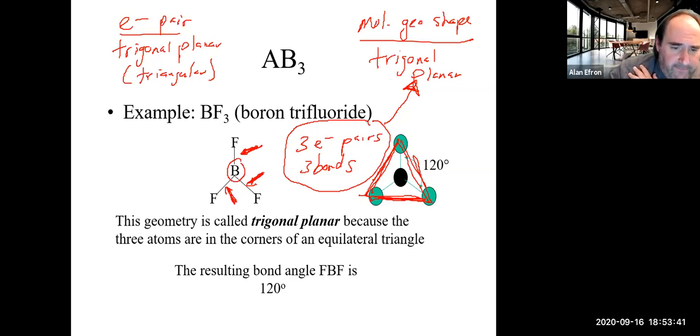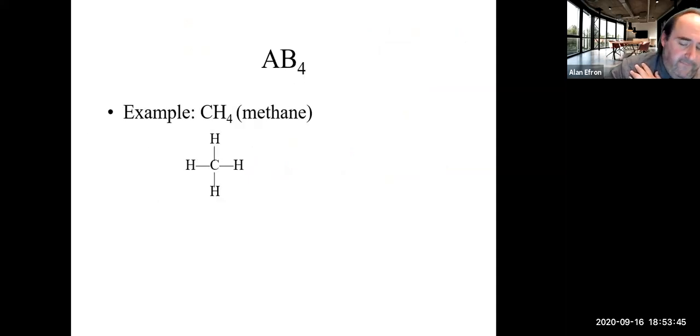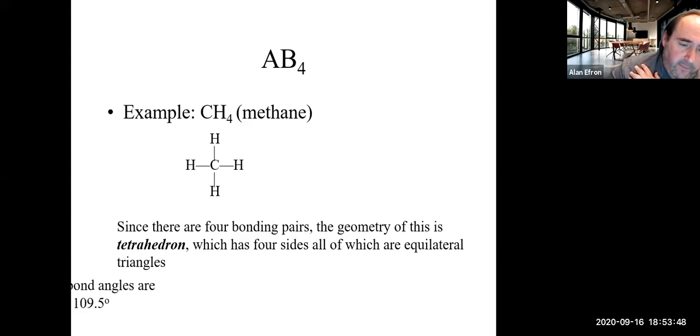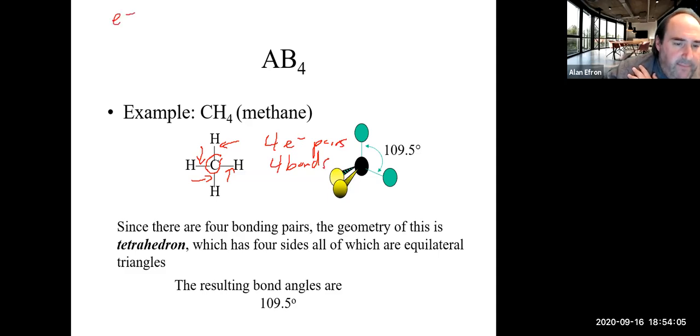So let's take a look at the next geometry, which is four electron pairs and four bonds. If we count the center atom, which again is the important one, one electron pair, two electron pairs, three electron pairs, four electron pairs, it also has four bonds. The electron pair geometry is tetrahedral.